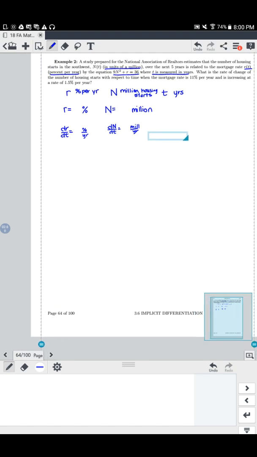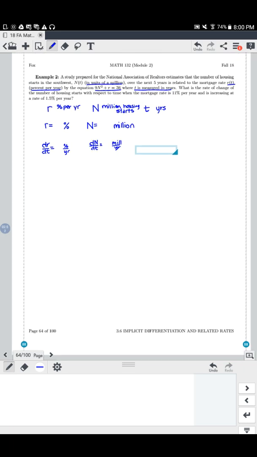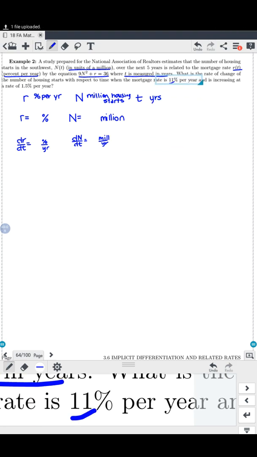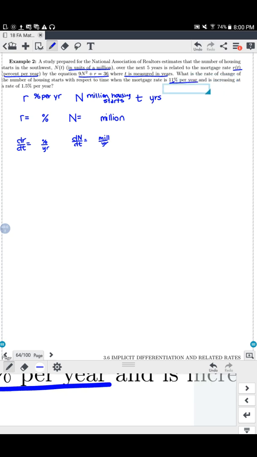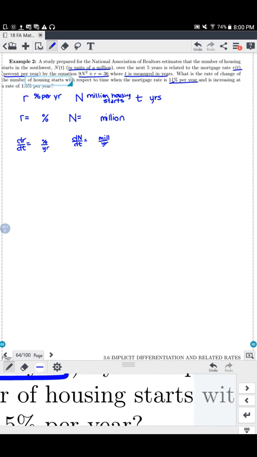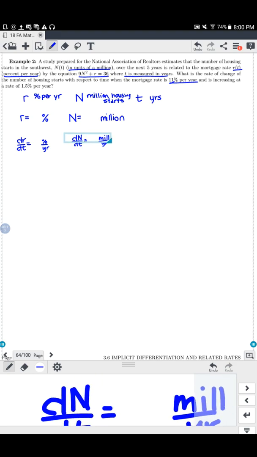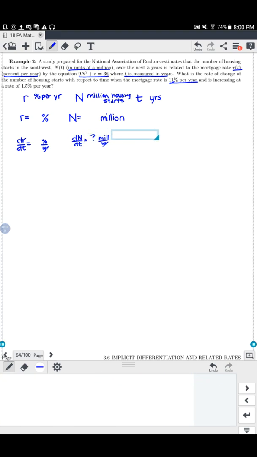So the question says, what is the rate of change for the number of housing starts with respect to time when the mortgage rate is 11% per year? So I'm given a number here. I'm also given a question. What is the rate of change in the number of housing starts? So which derivative do you think we're solving for? We're trying to figure out the rate of change, so we're solving for a derivative, in the number of housing starts per year. So I'm not asked how the mortgage rate percent per year is changing. I'm asking how the number of housing starts is changing. So I'm going to put my question mark there. We're going to be solving for dN dT.